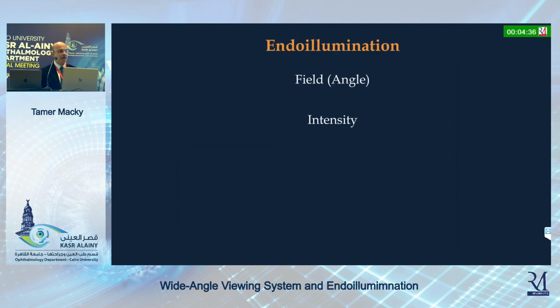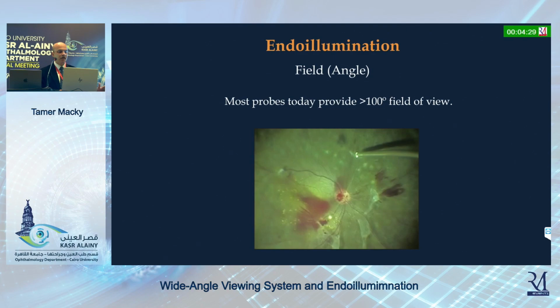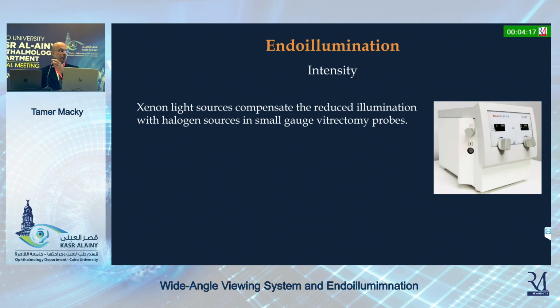As for the endoillumination, we should be concerned about 2 things: the field and the intensity. Most endoilluminators now have a field of view angle of more than 100 degrees. It doesn't make any sense to have a wide field of view by the lenses and have a limited illumination field. The intensity is very important. When we were introduced to the small gauge vitrectomy probes, we used to use the halogen illumination with the 20 gauge. When we moved to the 23 and the 25, these halogen sources were not enough to illuminate the retina.